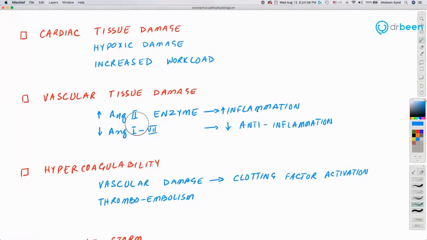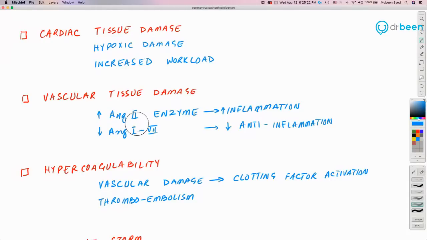Cardiac tissue damage. There are two reasons for the cardiac tissue damage. One reason is that the heart muscle cells have ACE2 enzyme on them, which will be used by the coronavirus to enter those cells and cause damage to the heart. So the coronavirus itself will be directly toxic to the heart.